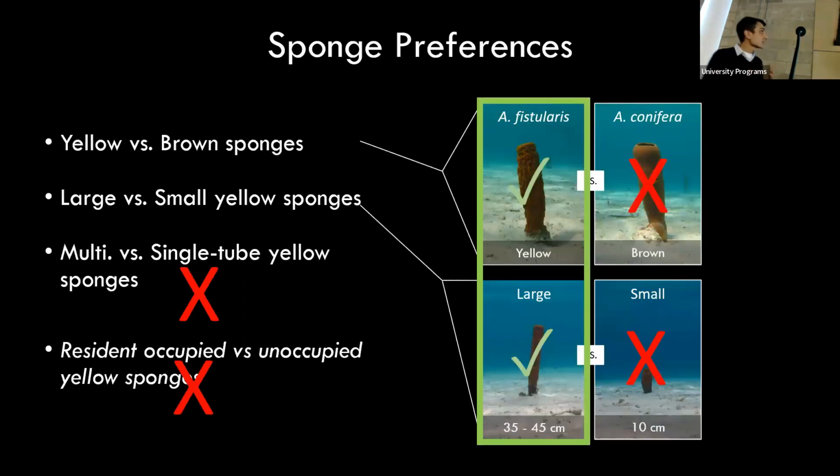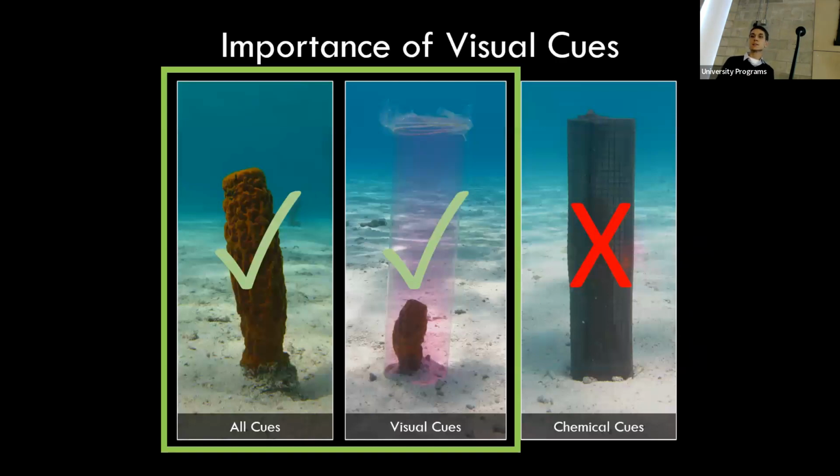Okay. So just to summarize these results, I found that settlers prefer large yellow sponges over small sponges or brown sponges, and they appear to be making these decisions using visual cues, but not using chemical cues. And that all aligns really well with their sensory systems that we talked about earlier in the conversation, right? So the olfactory system doesn't really come online until late in development.